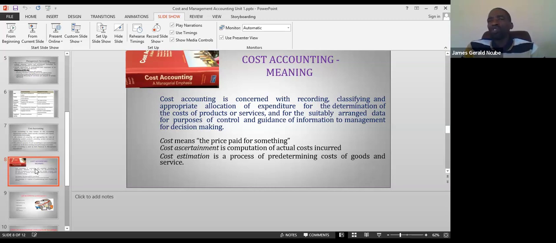When we're talking about cost, we're talking about the price paid for something. You may have a question on what is cost, but cost is the price that we pay for something. And then when you say cost ascertainment, we are talking about the computation or derivation of actual costs that we've incurred in a process or procedure that must be undertaken in the production or provision of goods and services.